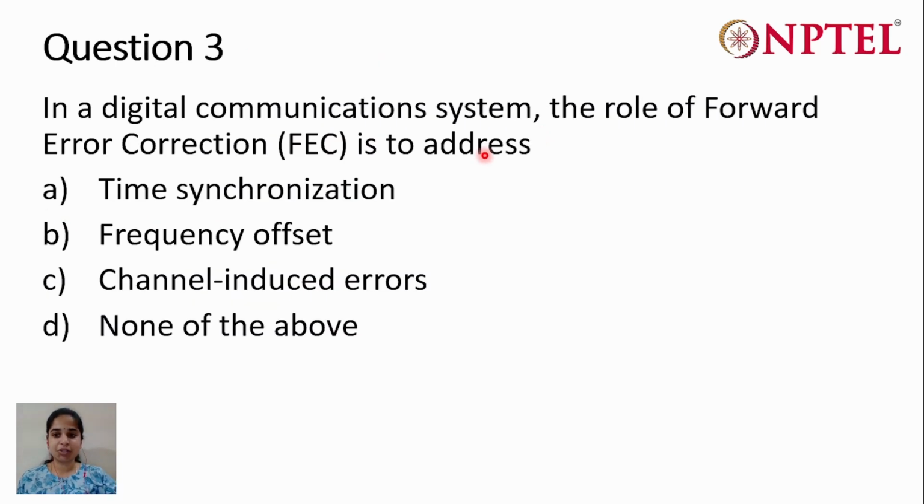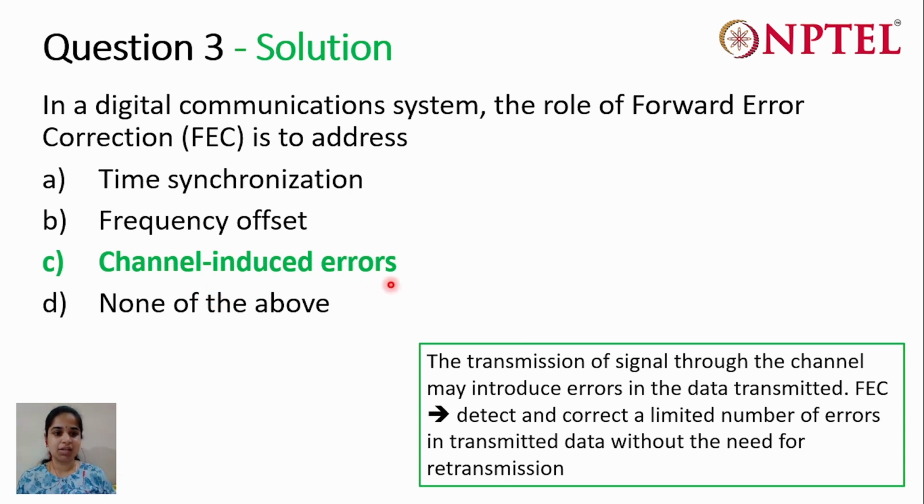In a digital communication system, the role of forward error correction or FEC is to address dash. The options are time synchronization, frequency offset, channel-induced errors, none of the above. The answer is channel-induced errors. Basically, the role of FEC is to address channel-induced errors. The transmission of a signal through the channel may introduce errors in the data transmitted. So, forward error correction helps us to detect and correct a limited number of errors in the transmitted data without the need for retransmission.